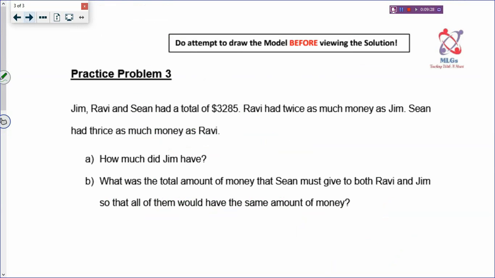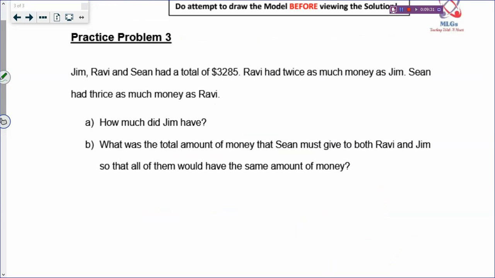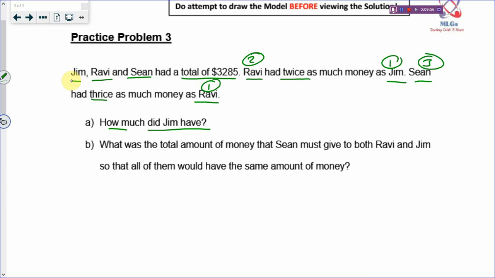Now you can see that we are looking at a different question, no fractions, just whole numbers. So let's read. Jim, Ravi, and Sean had a total of $3,285. Ravi had twice as much as Jim. So there is a comparison here, so we draw the comparison model. And Sean had twice as much as Ravi. So Sean has 3 and Ravi has 1 time. So how much did Jim have? And what was the total money that Sean must give to both Ravi and Jim so that all of them will have the same amount of money?